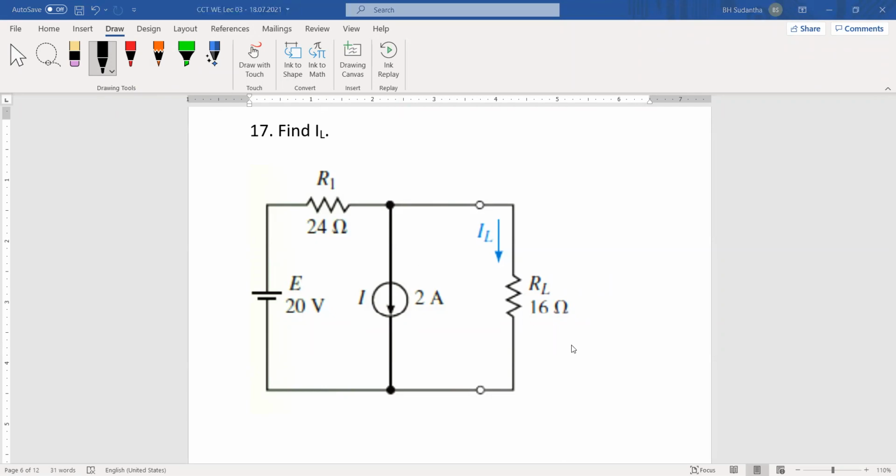Okay, shall we try this one? We have to find this current IL, and we don't know the current coming from this battery, but when we consider this node, in this direction we have IL, and in this direction we have I. Then this current should be IL plus I. I means that I is 2 ampere.